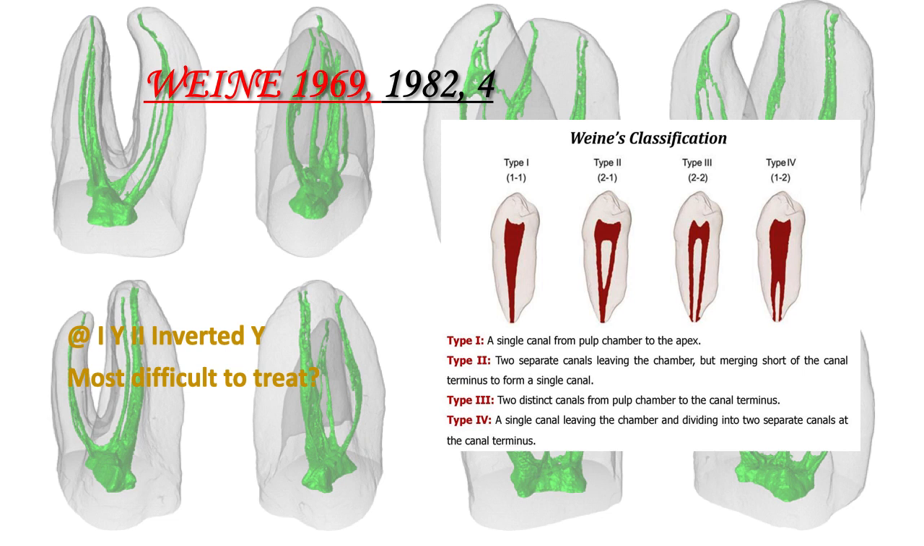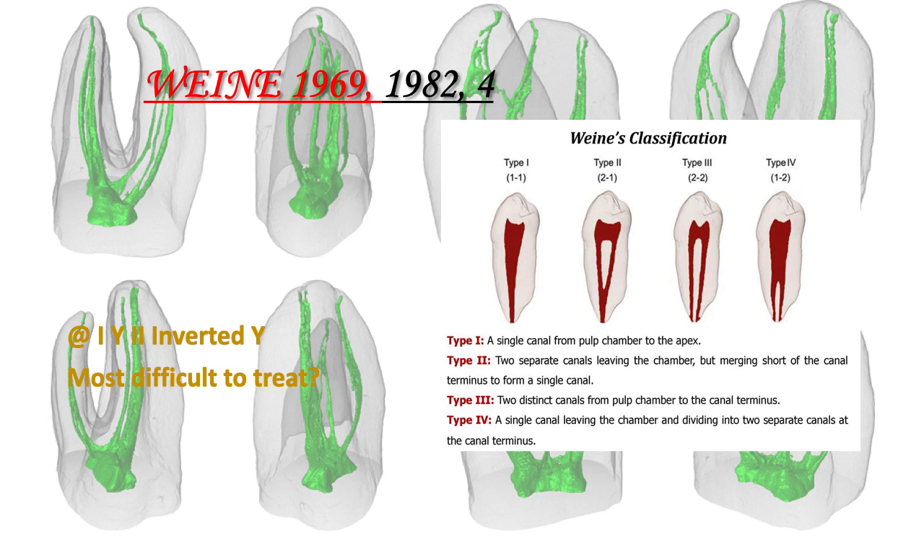Looking at the canal configuration, Weine in the years 1969 and 1982 proposed 4 types of canal configuration. In 1969, there were only 3 types of classification. Later on, it was modified and one more type was added in 1982. So the question may come, how many types? That is 4 types. We have type 1, type 2, type 3 and type 4. And if you have difficulty in learning that, I have a mnemonic for you all.